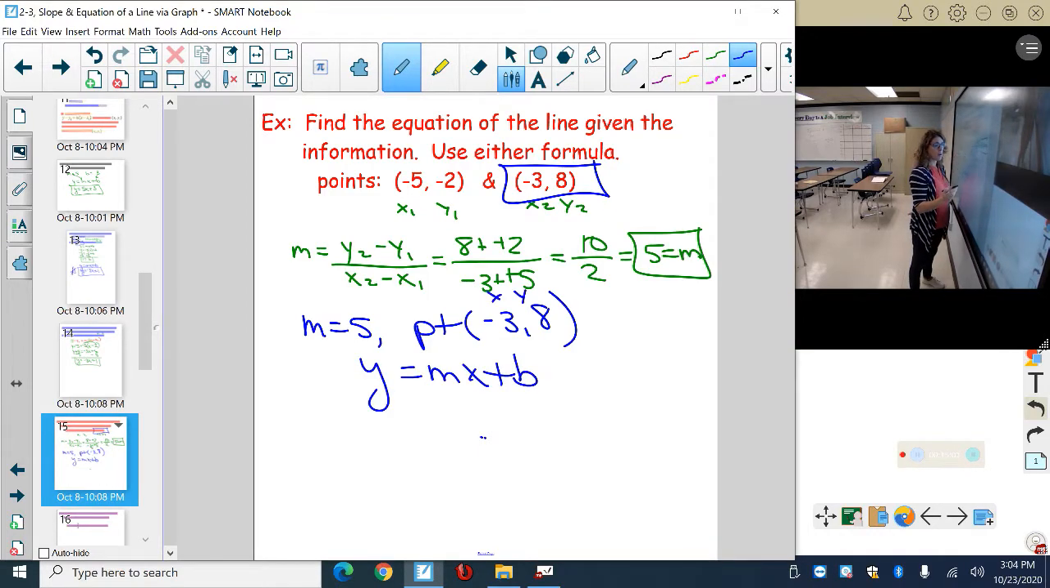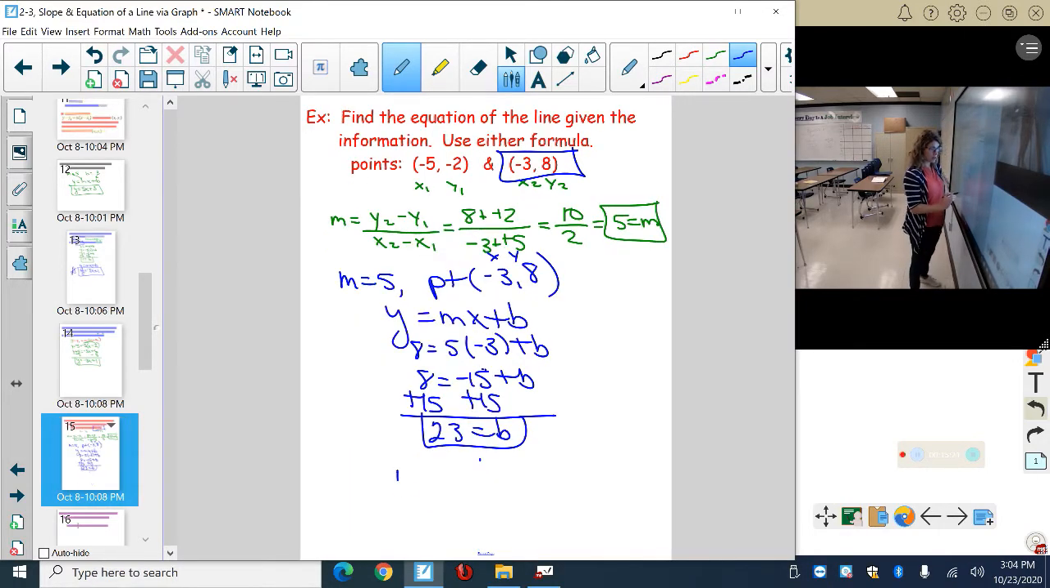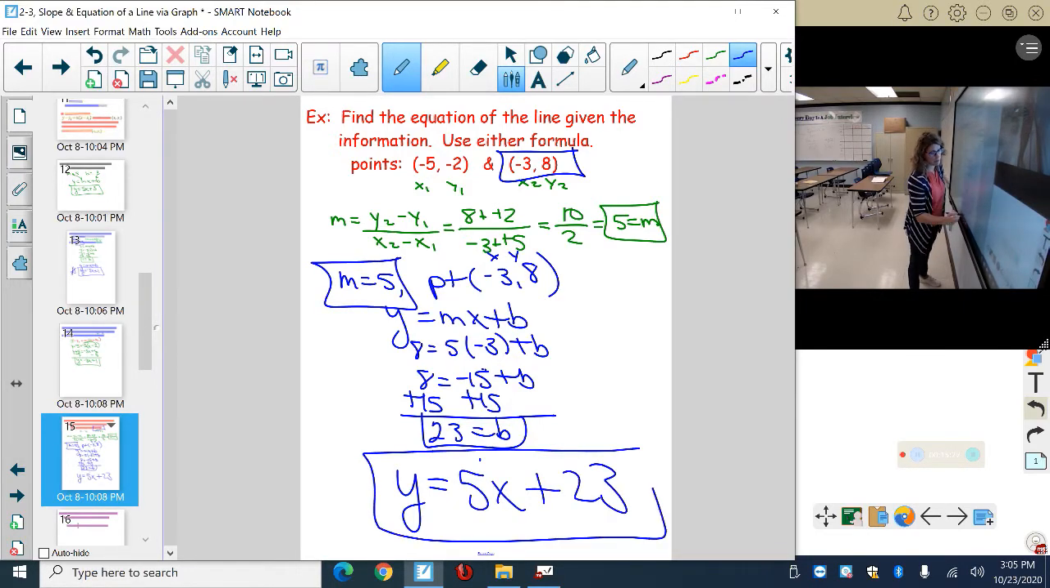This is x, this is y. So y is 8, m is 5, x is -3 plus b. 8 is equal to -15 plus b. I'm going to solve for b. So I'm going to add 15. So 23 is equal to b. So that means my answer is going to be y is equal to my slope, which is 5x, plus my b, which is 23. And that is done then.